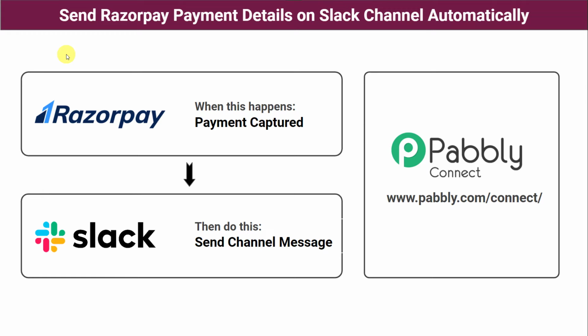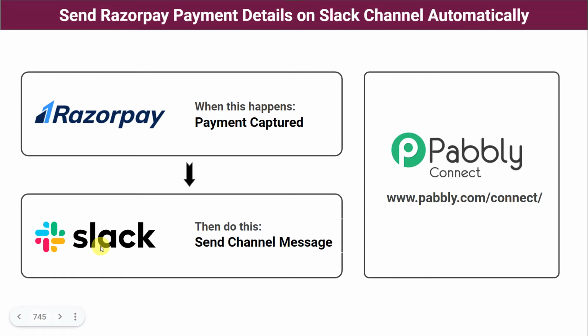So in this video we are going to learn how to send Razorpay payment details on Slack channel automatically. So let's take an example that you are a business owner and you are using Razorpay to collect your business payments. Now you want that whenever you receive a payment through your Razorpay payment link, automatically your team should receive a message on the Slack channel that a payment is received from the customer.